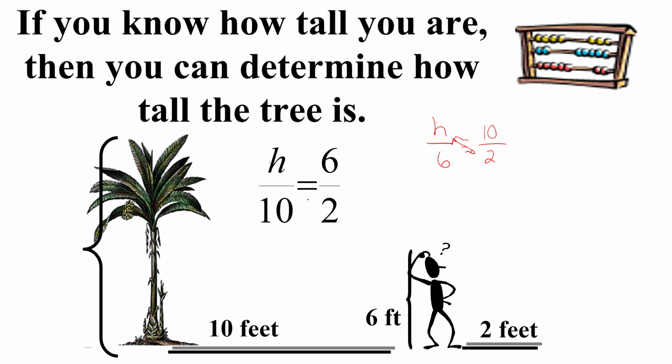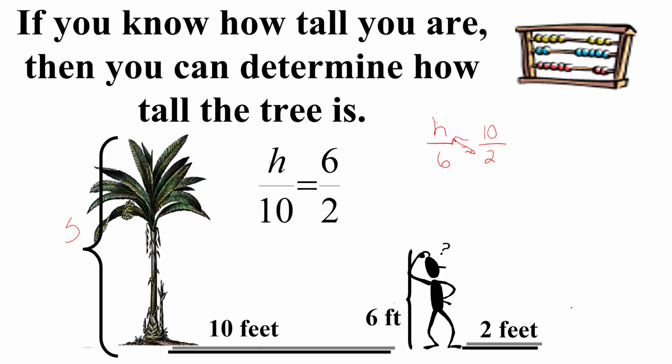H times 2, H times 2. So it hasn't really changed how we're solving the problem. This is just a different perspective on how to set up the problem. The ratio of one side to its second side is equal to the ratio of one side to its second side, as long as we are keeping our ratio consistent with the corresponding parts. So notice I did the ratio of the left side to the bottom. With the person, we did the ratio of the left side to the bottom. That is fine.